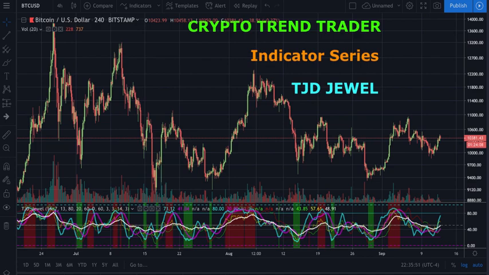I'm Crypto Trend Trader, and today we have another edition of the Indicator series, and we're going to be taking a look at the Tjd Jewel Indicator.